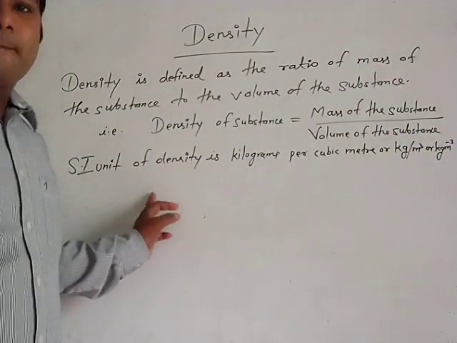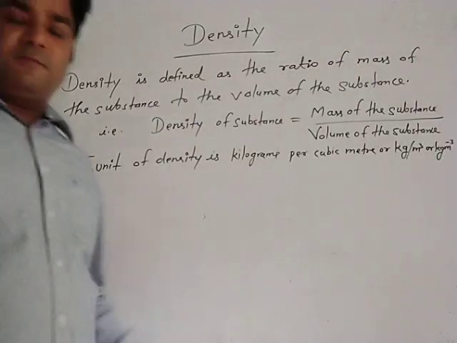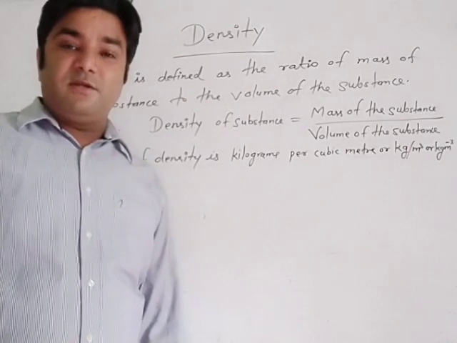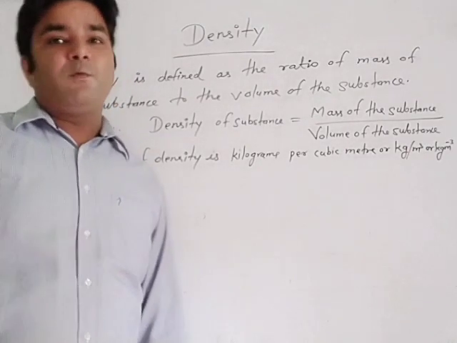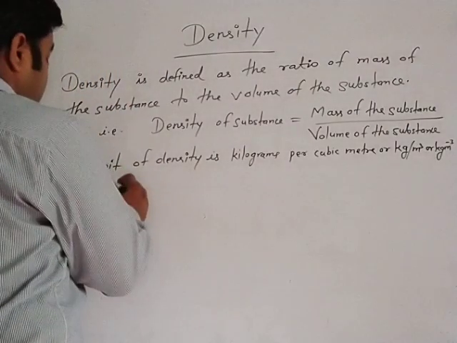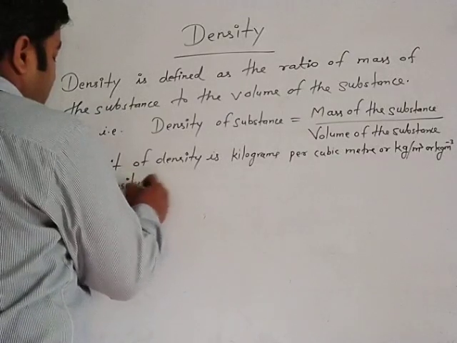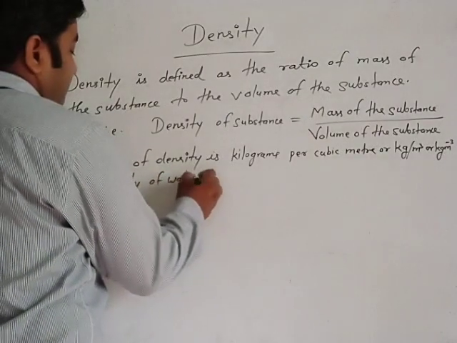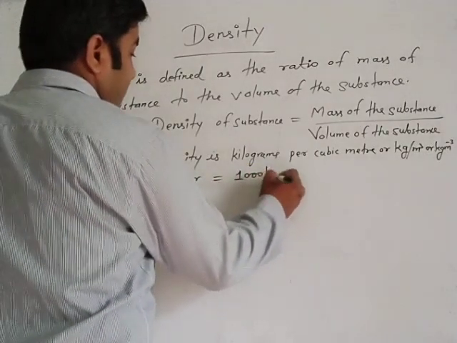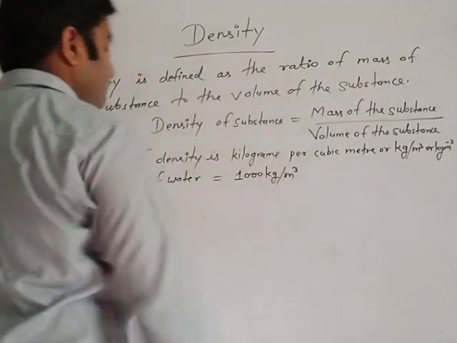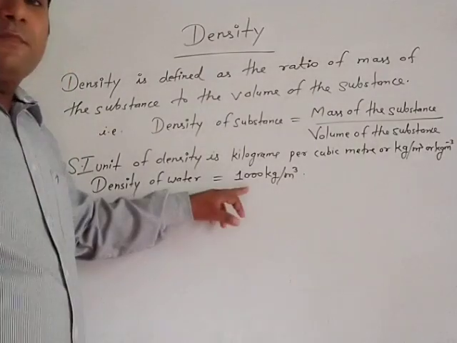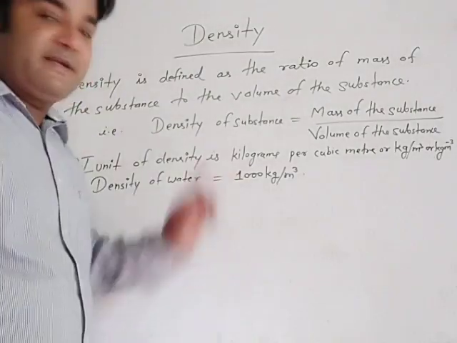Then after this, the concept of relative density. Just before the explanation about relative density, you must know the value of the density of water. The density of water is equal to 1000 kg per meter cube. This is the standard value, and this value is always used directly in solving numericals.